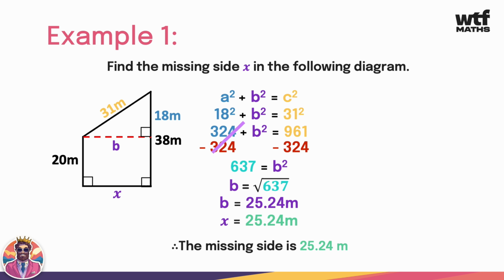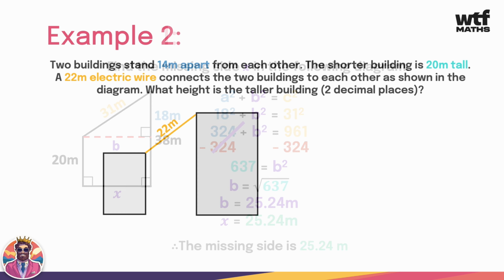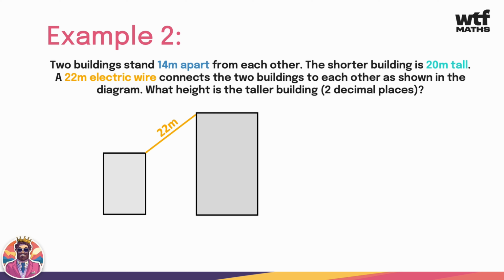So we were able to work out the problem, and all you had to do was look closely at the diagram and try to find that right angle triangle. Alrighty, here's another example. Two buildings stand 14 meters apart from each other. The shorter building is 20 meters tall. A 22 meter electric wire connects the two buildings to each other as shown in the diagram. What height is the taller building to two decimal places?